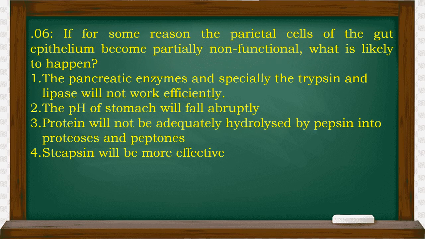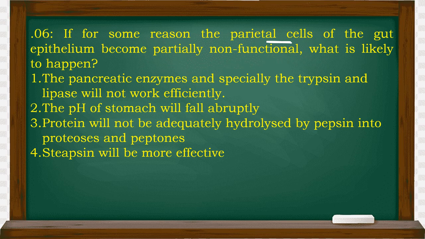Question number 6, which reads, if for some reason the parietal cells of the gut epithelium become partially non-functional, what is likely to happen? So if the parietal cells of the stomach region fail, what is likely to happen is the intention of this question. The options are: the first option, the pancreatic enzymes, especially trypsin and lipase, will not work efficiently. The second option, the pH of the stomach will fall abruptly. Third, proteins will not be adequately hydrolyzed by pepsin into proteoses and peptones. And fourth option, steapsin will be more effective.